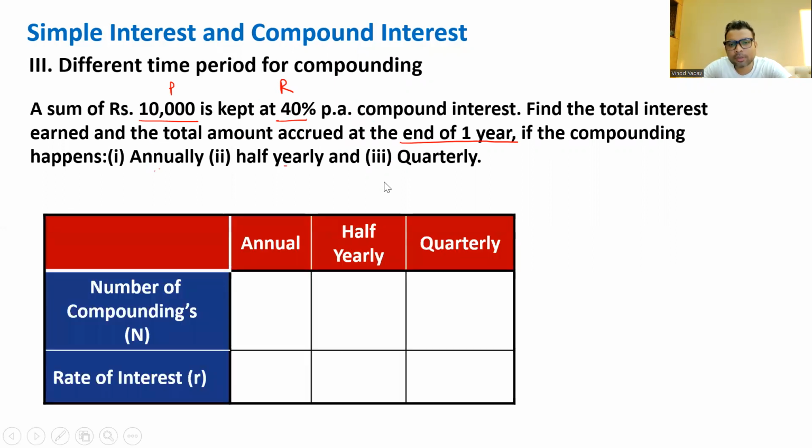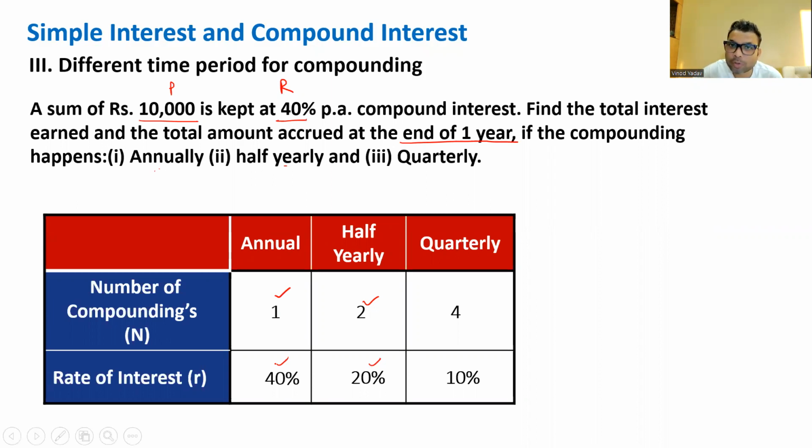All right. First thing, this basic information you should know. In annual, it will be done only once, right? So n will be 1. In half yearly, that is after every 6 months, it will be done twice, but at 20%. So in annual, it was done at 40%. In half yearly, 2 times, but at 20%.